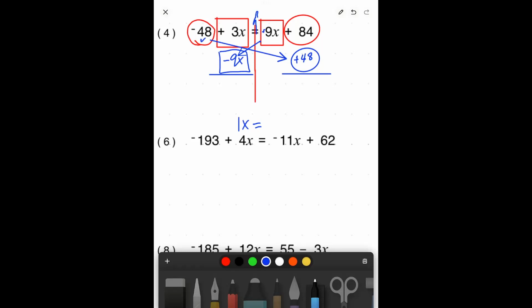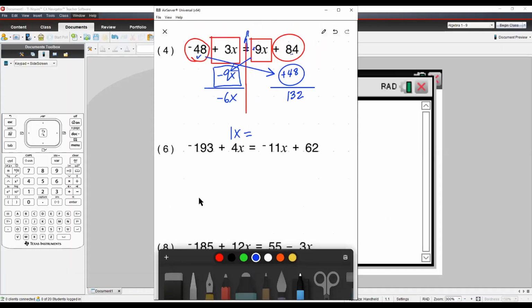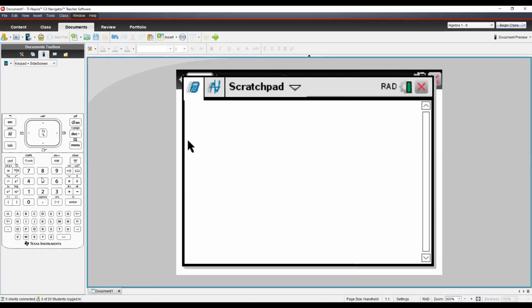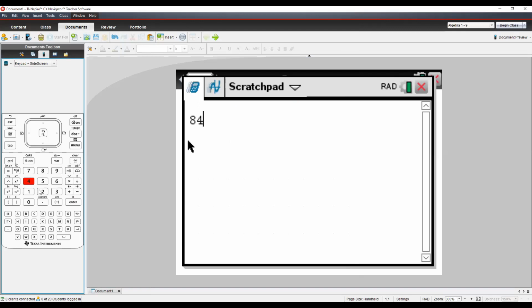So this is going to be a positive 84, or 84 plus 48, which is going to be 132. And then over here, this is going to be 3x minus 9x, so 3x minus 9x is going to be a negative 6x. By the way, if you're not sure about those numbers, just use your calculator. So this will be 84 plus 48, and that's 132. And then we've got 3 minus 9, and we get a negative 6. So both of those are correct.